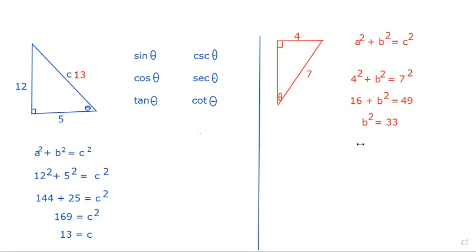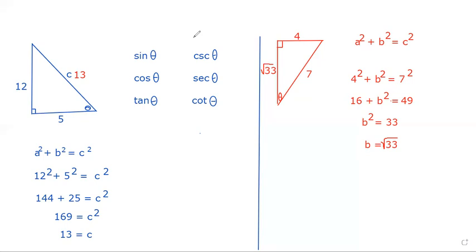That is not a perfect square, and we're not looking for decimals. So we just solve this as b is equal to the square root of 33. Now the square root of 33, as we know, is going to be a little less than 6. And as we said before, it's less than 7, so we know we're okay.